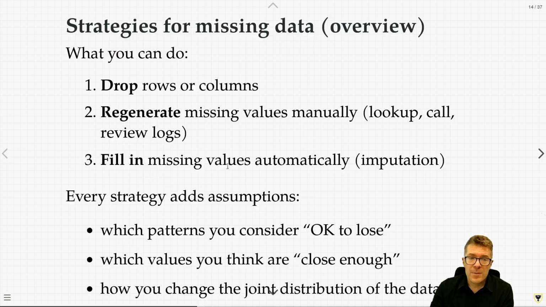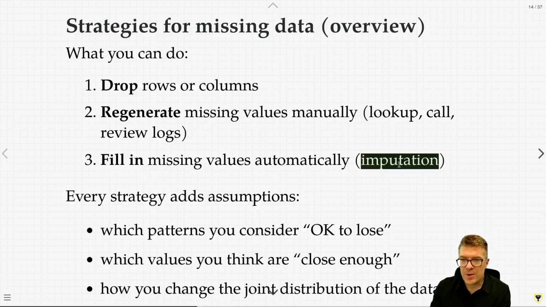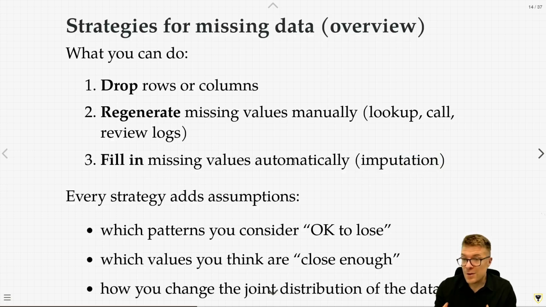And the third way is to fill in missing values automatically. This is called imputation. Imputation is filling in these missing values automatically. To do that, you probably need to have a good idea of what the data should be in the first place. Okay. Each of these strategies can build in assumptions.